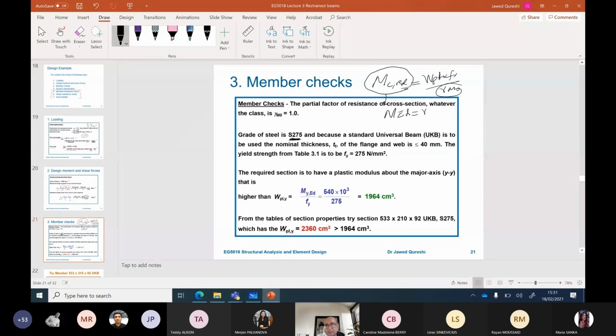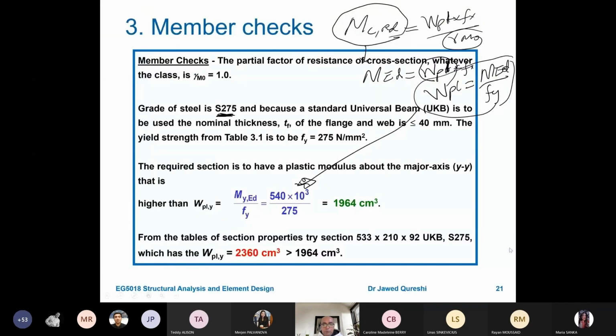This will make MED equal to WPL into Fy. So from here, it will give me WPL as MED over Fy, and this is the formula which is being used here. For the time being, I do not know the class of my section, and I just have loading. I want to find out the section, and from here I can find out this WPL, which is MED over Fy.